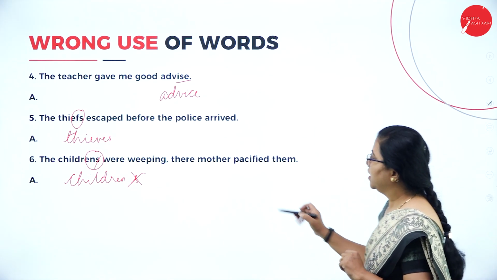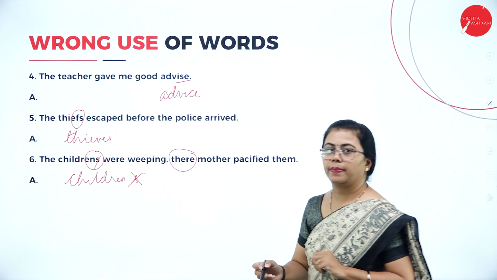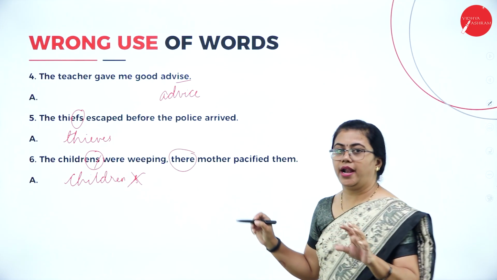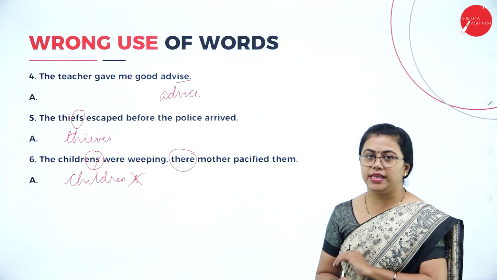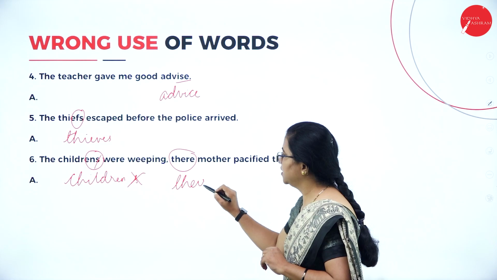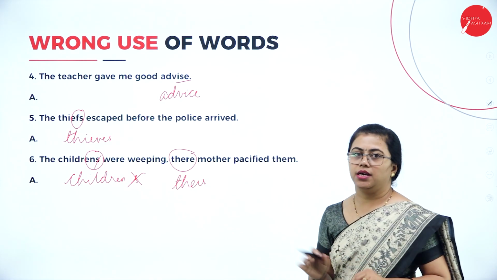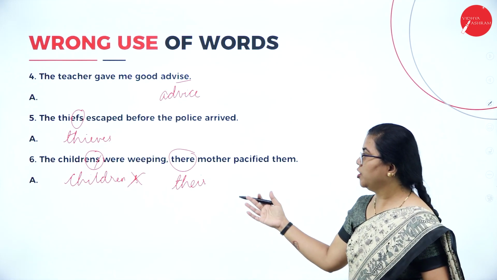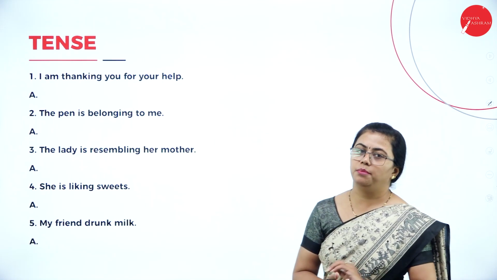Again, what is the mistake? Their mother. Okay, there is an adverb. It shows the place where somebody is or something is. So here, something that belongs to somebody, THEIR should be there. Okay, so wrong usage of words actually changes the meaning also.